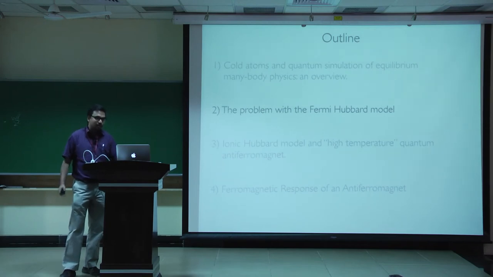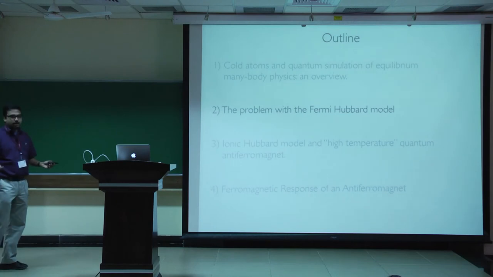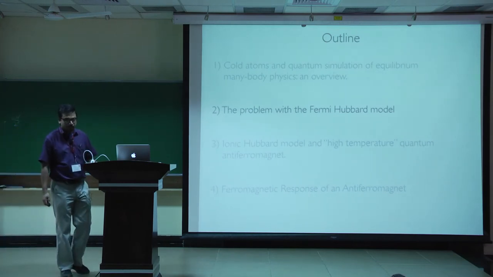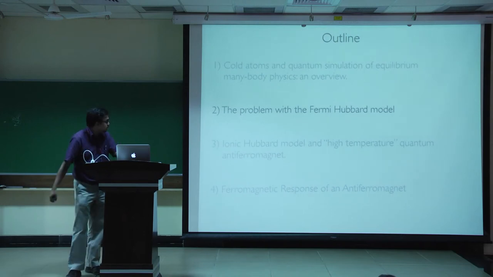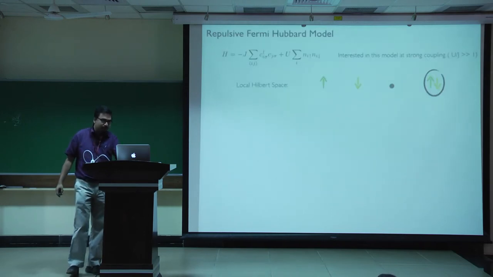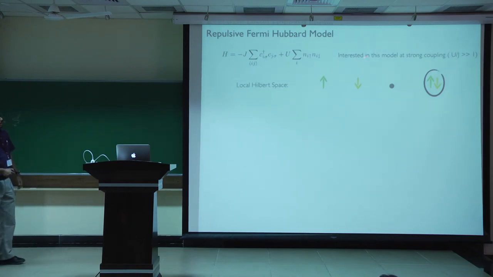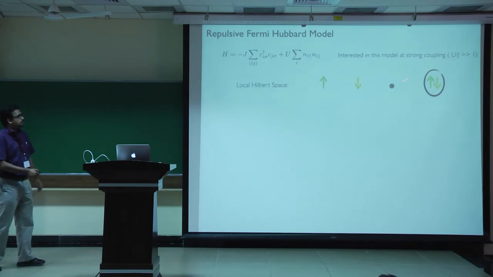Okay, but there's a problem. The problem is, it's much easier to simulate bosons, and it's much harder to simulate the Fermi-Hubbard model, or let's say the relevant regimes of the Fermi-Hubbard model. So let's look at what the problem is with the Fermi-Hubbard model. So if you start with the Fermi-Hubbard model, and we are interested in this model at strong coupling, strong U over J, much, much larger than 1.